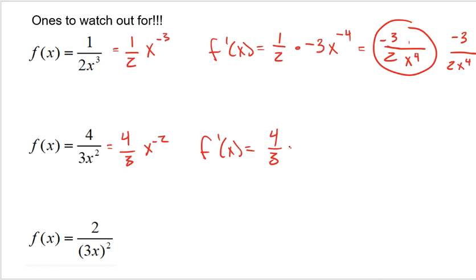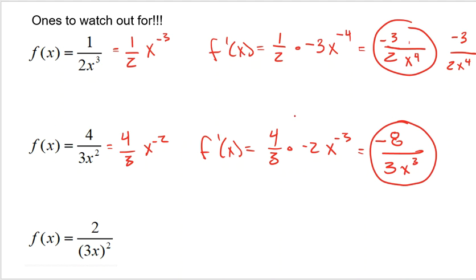4/3 is just going to stick around. Negative 2 falls down in front, x to the negative 3. 4/3 times negative 2 is negative 8/3. And then I don't like that negative exponent, so I'm going to move it to the bottom as x to the positive 3. Boom, there's my derivative.